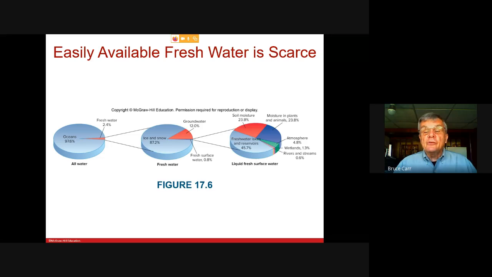And over on the right side, you see liquid fresh surface water, which is the water we're talking about for life. Lakes and reservoirs, soil moisture, and moisture in plants and animals are major parts. The atmosphere, wetlands, rivers, and streams contributing their smaller portions.